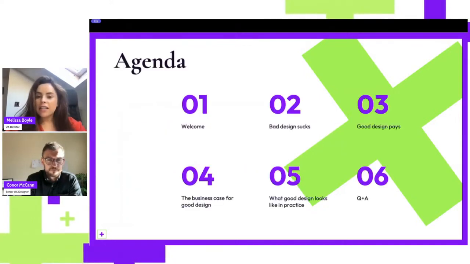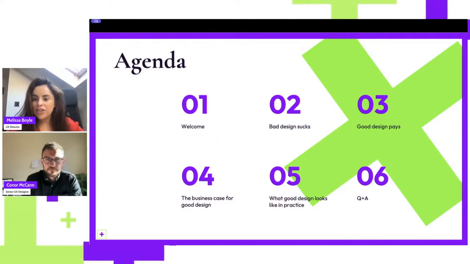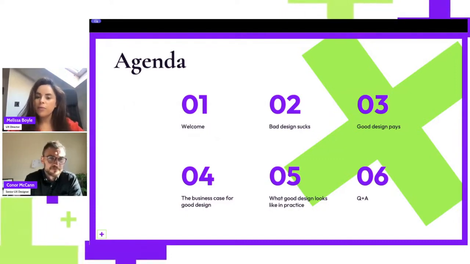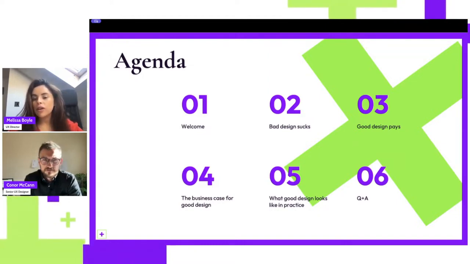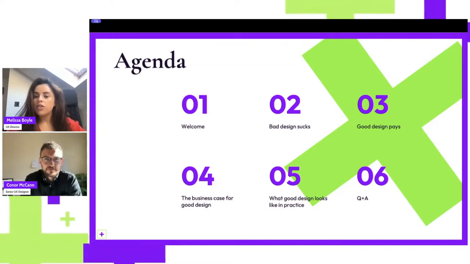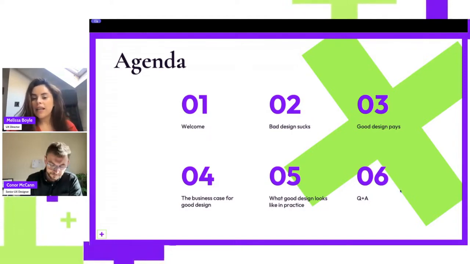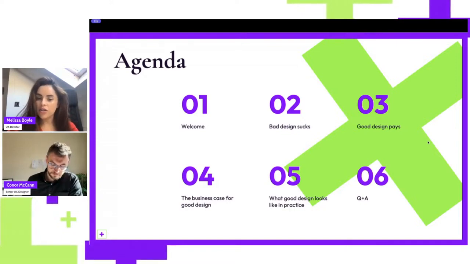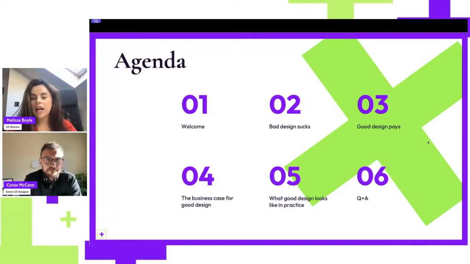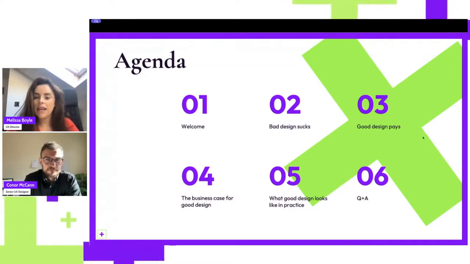So here's how the next 45 to 60 minutes is shaping up. We are going to start chatting about bad design and why bad design sucks, but we know that's not what you came for. So then we'll swiftly move into why good design pays before getting into the business case for user experience and why you should invest in, or convince your organization to invest in, user experience. We'll move out then of the theory and into some practical case studies on what good design looks like in practice. And then finally, we will have some time for questions and answers. So please do pop those into the chat as we go today, and we'll pick those up at the end.